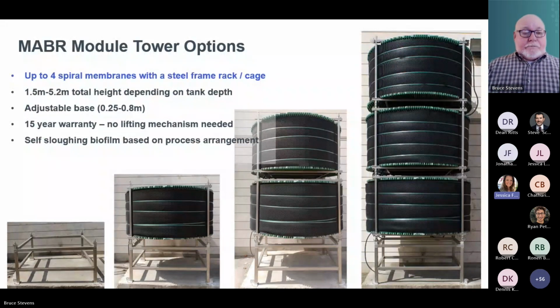Bruce, another question. Can you explain a little the benefits of MABR versus other attached growth processes like MBBR?